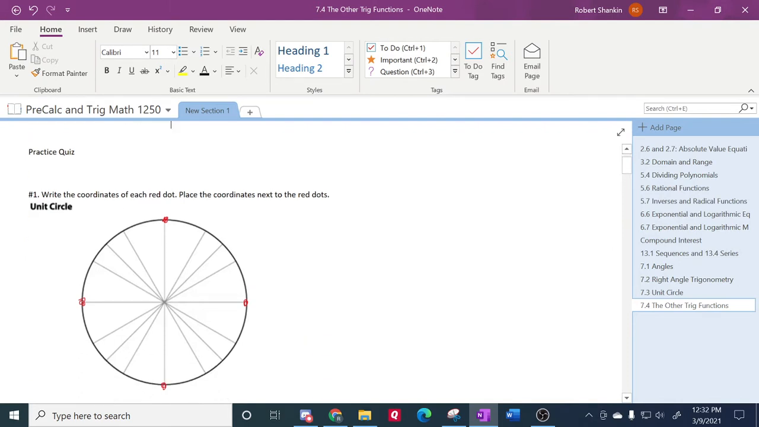Problem number 1. Write the coordinates of each red dot. Place the coordinates next to the red dots. Now this is a unit circle, so the center of this is at the origin of the XY coordinate system, and the radius is 1. So let me give you a moment to write the coordinates of each of those 4 red dots and write them right next to you. You might have to draw all this on your own sheet of paper.